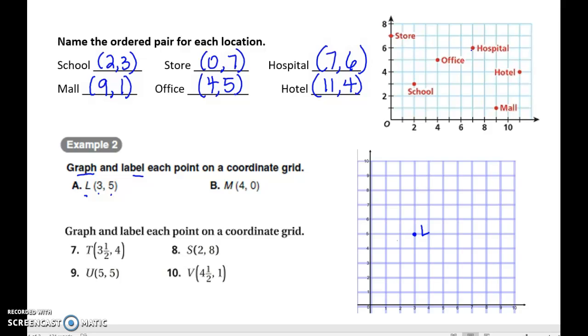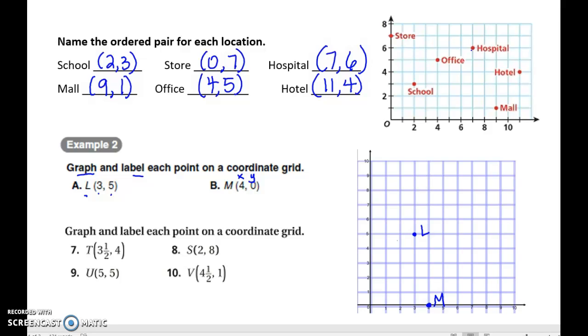My next one is going to be 4, 0. The first number is my X, the second number is my Y. So I go across 4, and since it's a 0, I don't go up. I leave it right there on those lines. Once again, it's the crosshairs, and then I label it N. It's very important to have it on the crosshairs. All right, let's go on to number 7, which is T.